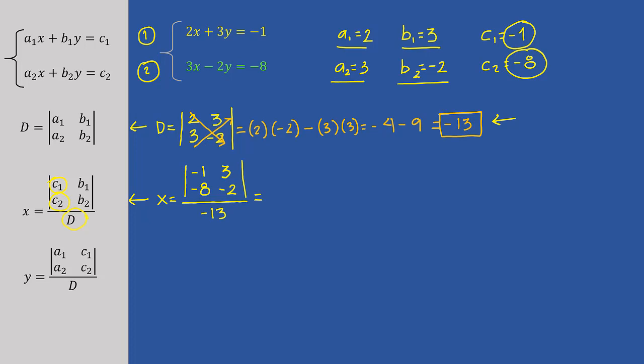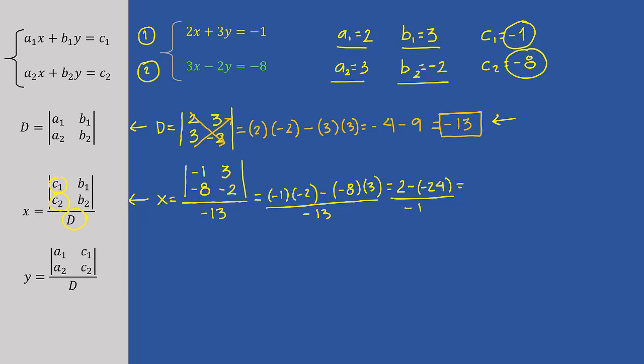Okay, now with the same steps, we are going to solve the determinant of the numerator. Main diagonal, -1 times -2. We will subtract the secondary diagonal, -8 times 3 equals. Now, -1 times -2, 2. Minus -8 times 3, that's -24. Okay. Oh, and let's not forget that this is over -13.